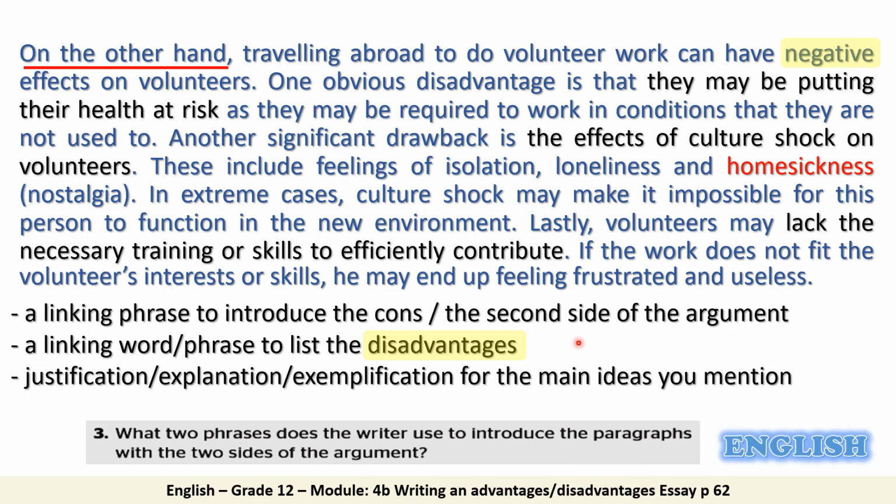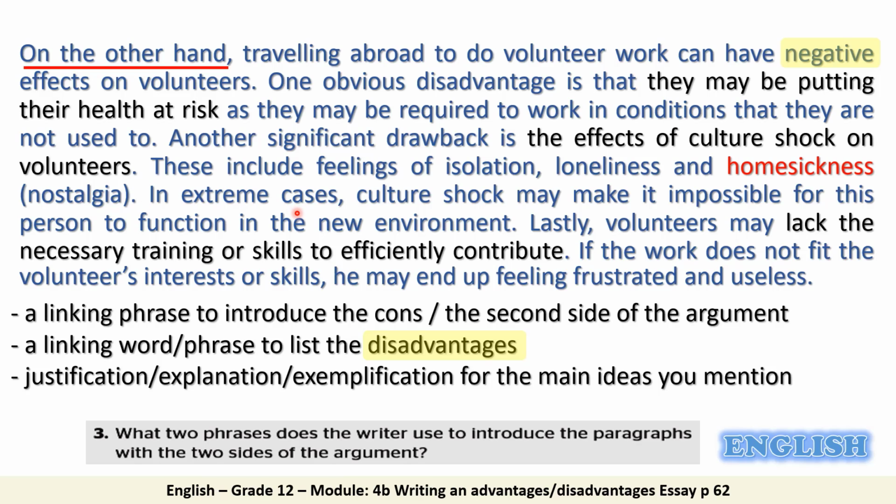Traveling abroad to do volunteer work can have negative effects on volunteers. One obvious disadvantage is, he is introducing the first disadvantage, right? They may be putting their health at risk, as, this is justification, they may be required to work in conditions that they are not used to. Another significant drawback is, he is listing another drawback, another disadvantage, the effects of culture shock on volunteers. These include, this is justification or explanation, these include feelings of isolation, loneliness, and homesickness, which is sometimes called nostalgia.